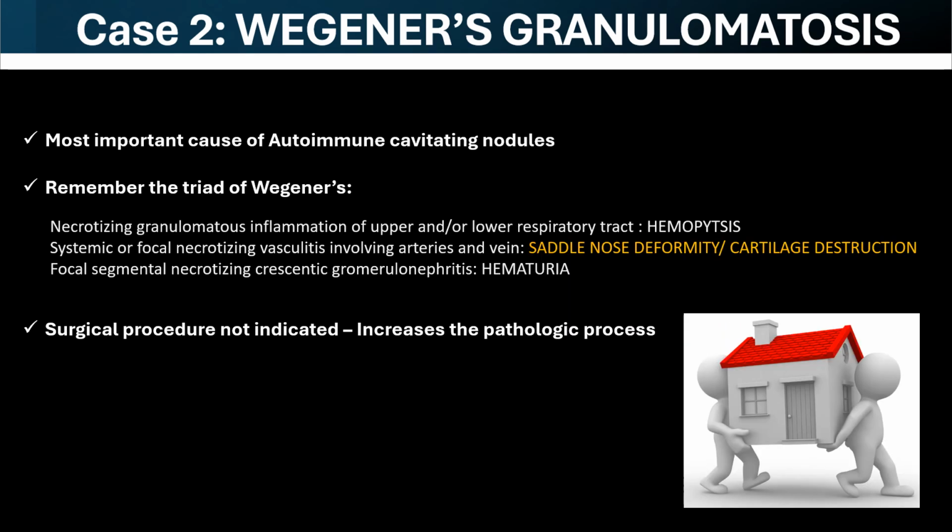Take home message from the second case: we need to remember autoimmune cavitating nodules as another important differential. Apart from infections and malignancies, with primary and secondaries, the third important cause of cavitating nodules is autoimmune, out of which Wegener's granulomatosis is the most important, or granulomatosis with polyangiitis as it's called nowadays. Remember the triad of Wegener's, where we see necrotizing granulomatous inflammation of the upper and lower respiratory tract, which can present with hemoptysis clinically, and systemic or focal necrotizing vasculitis involving the arteries and veins. Because of this vasculitis, there will be cartilaginous destruction and saddle nose deformity.